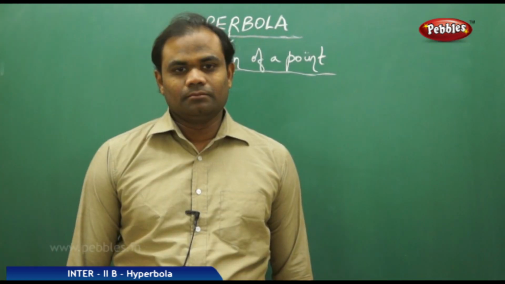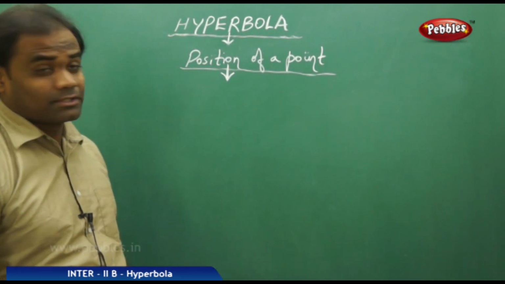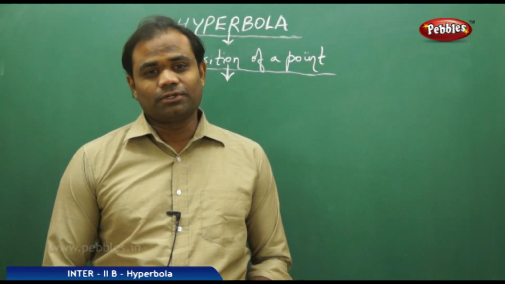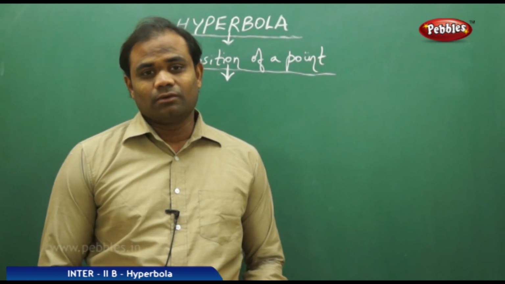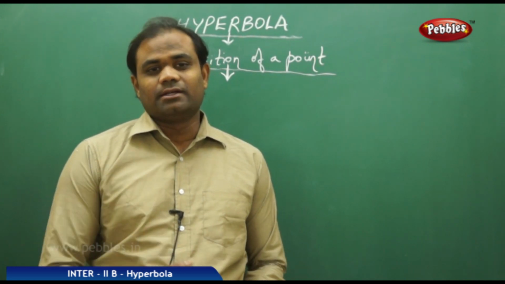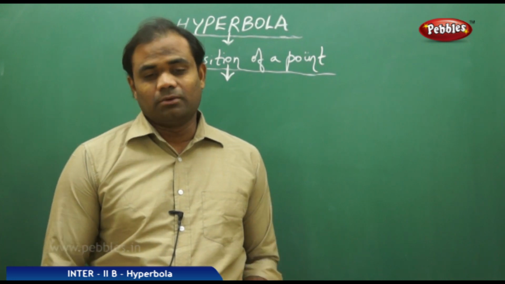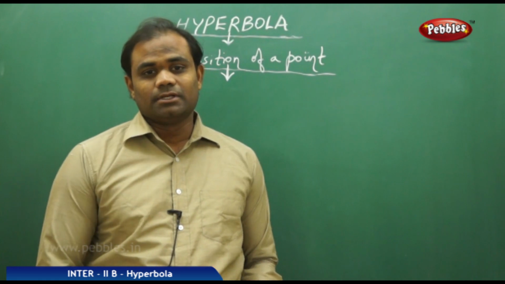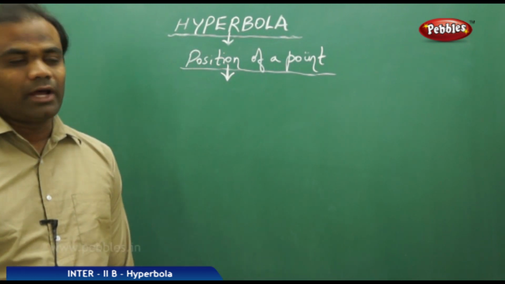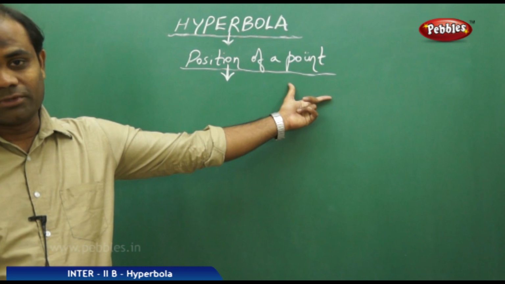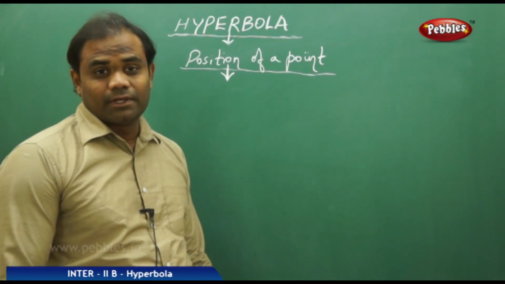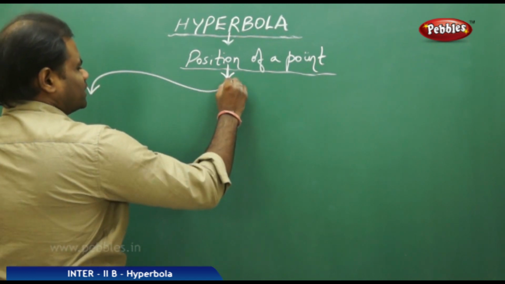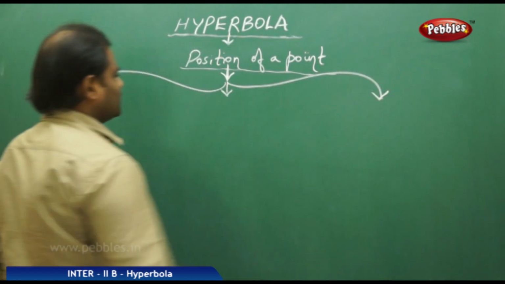Position of a point with respect to the hyperbola. Now, as in the previous case, we have discussed the position of a point leading to three cases: the point lying inside the ellipse or parabola, the point P lying on the ellipse, and P lying outside the ellipse. Similarly, we define for the hyperbola its respective position of a point divided into three cases: case 1, case 2 and case 3.